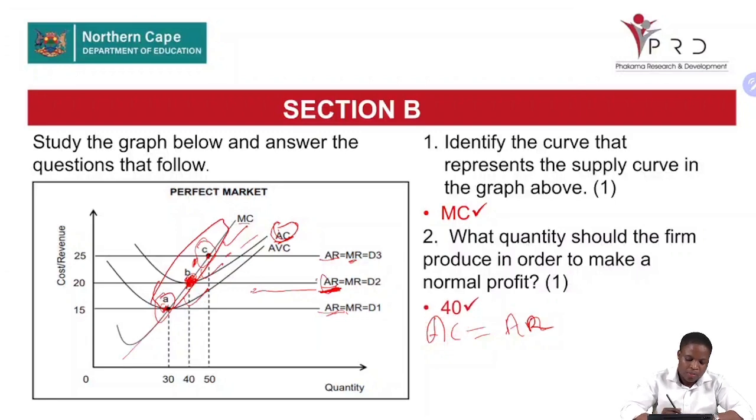So your answer is 40. At quantity 40, the one with B. I hope that makes sense, because at B, AR and AC are the same. If you follow the direction, they are the same.